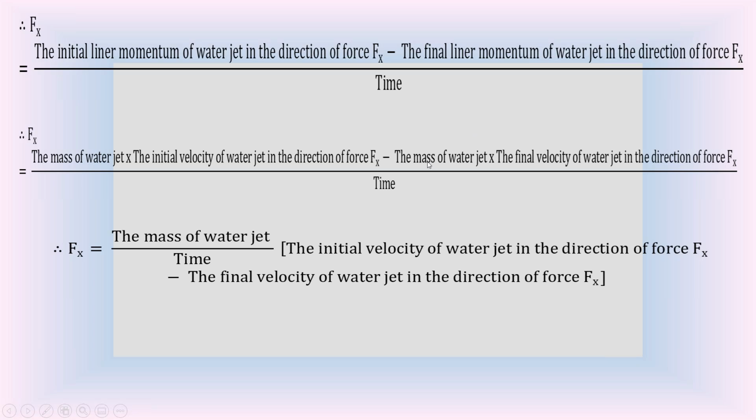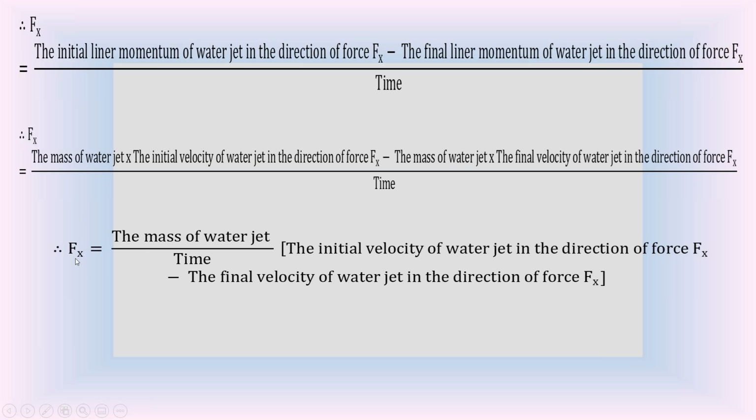That is equal to the mass of water jet into the final velocity of water jet in the direction of force Fx. Fx is horizontal, final velocity is vertical. So with force Fx, the final velocity is making an angle of 90 degrees. So the final velocity of water jet in the direction of force Fx is 0. So take the mass of water jet as common in the numerator.